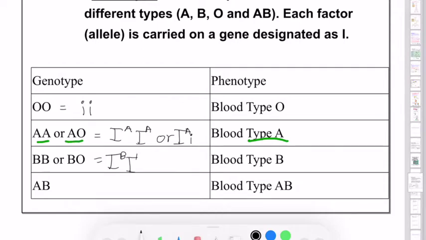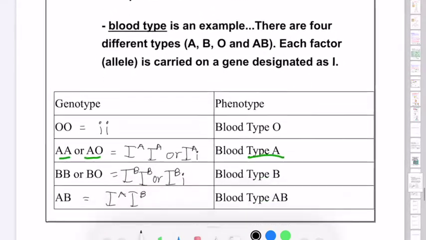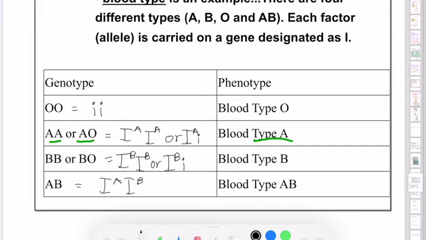IB or IBi. And then if you're AB, just IA IB. Okay, so that's what the alleles show up as, and A isn't dominant over B. They're co-dominant, but both of them together are dominant over O. So there's multiple alleles in this trait, and this is how they would show up.